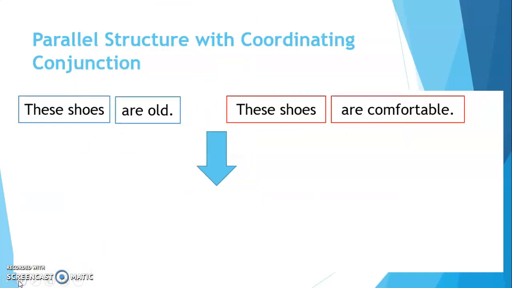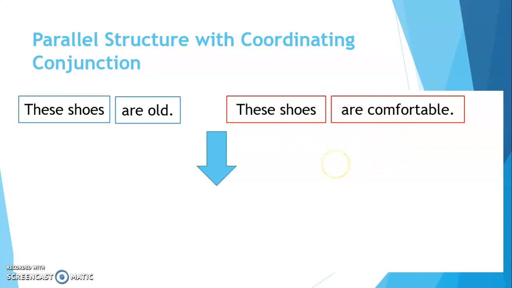Okay, let's see the next sentence. These shoes are old. These shoes are comfortable. On the previous two sentences, you see a similar idea, or you can say it's an additional idea. But here, you can see a contradictory idea. The shoes are old. And here, the shoes are comfortable. Old and comfortable are contradictory. Do you agree with me?